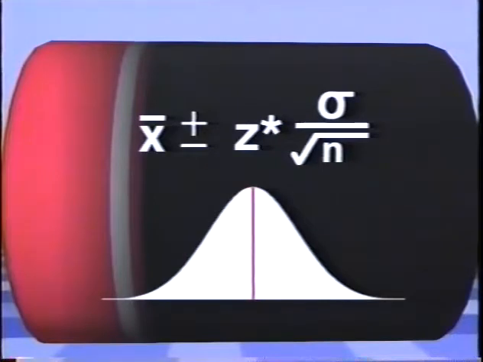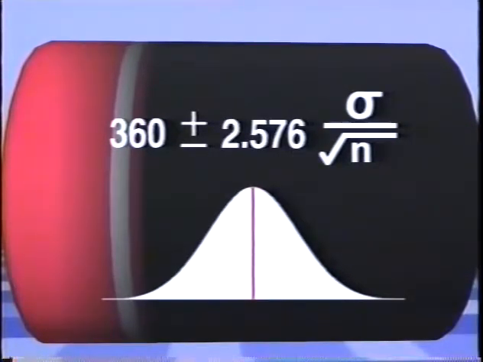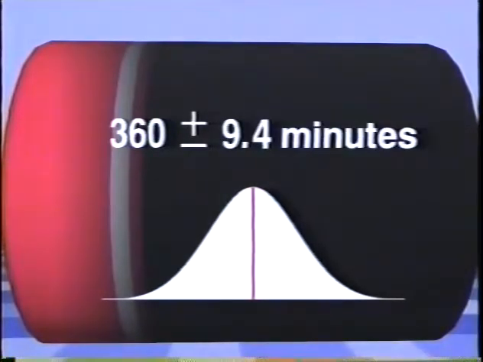And let's say we want a 99% confidence level on the estimate of the average lifetime of a battery. The sample mean from tests is 360 minutes. The z-star value for 99% confidence is 2.576. The population standard deviation is 23 minutes, and n, the number of batteries tested, is 40. Doing the arithmetic gives us our answer. The true mean will fall in the range of 360 minutes plus or minus 9.4 minutes in 99 out of 100 samples.